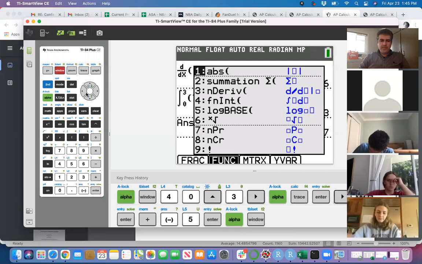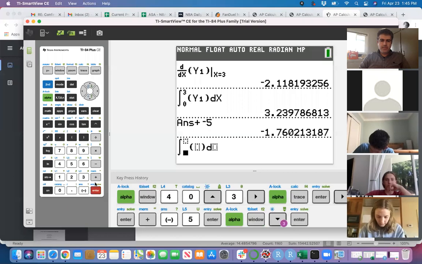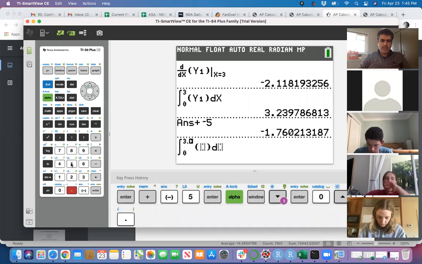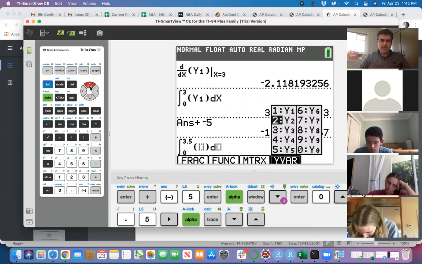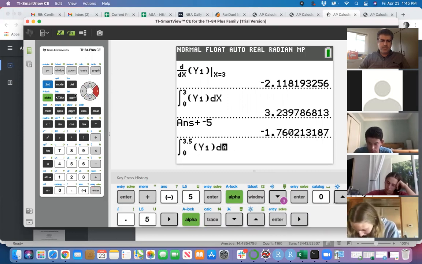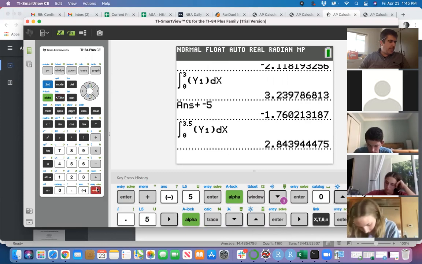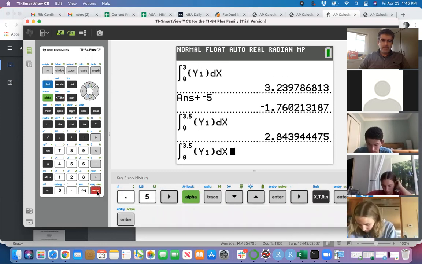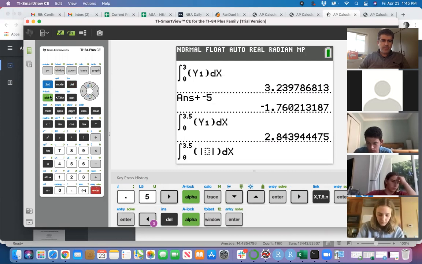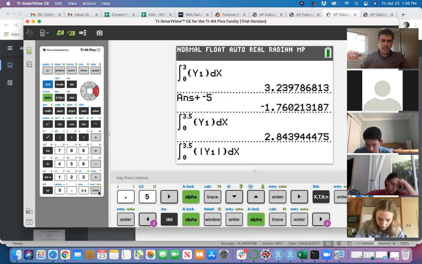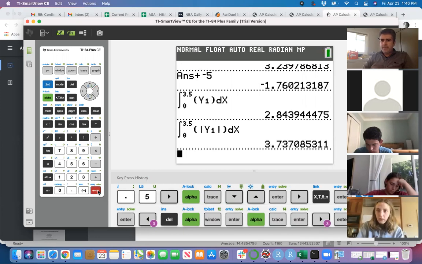Alpha, window, 0, 3.5, alpha trace. Or I could have actually repeated the second previous entry, that's fine. Okay, I get that. We repeat it. Well, for the absolute value, alpha window, absolute value is right there. Alpha trace, y1. It takes a little while to get that.